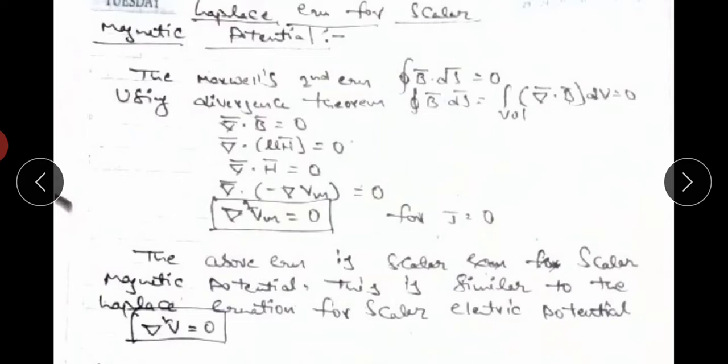This is similar to the Laplace equation for scalar electric potential, del square V equals 0. In electrostatics, the electric potential Laplace equation is del square V equals 0. Similarly in magnetostatics, del square Vm equals 0, the Laplace equation. Here Vm is the scalar magnetic potential.